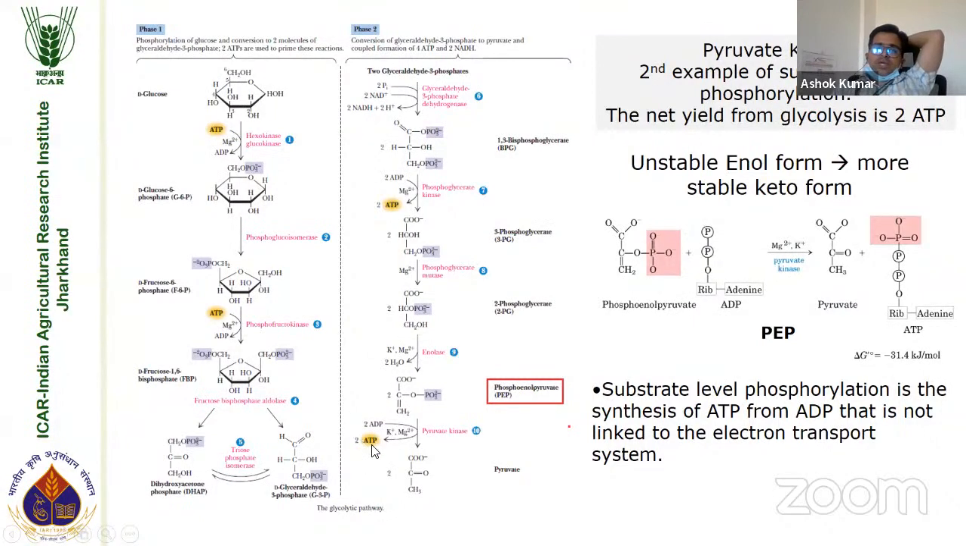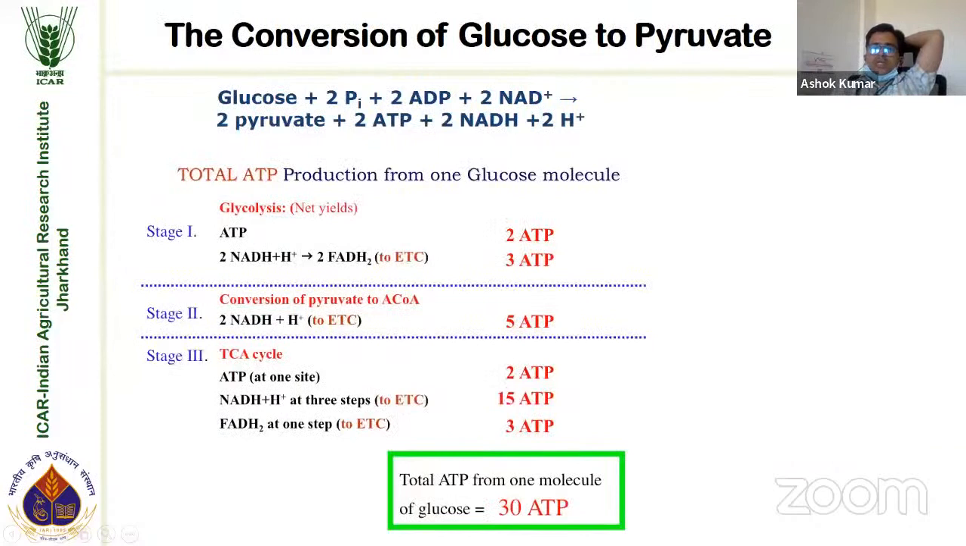So a total of 4 ATP is produced, of which 2 are consumed earlier, and 2 NADH are produced. These 2 NADH have an energy equivalent of 3 ATP each, like 1 NADH is equivalent to 2.5 or 3 ATP. So this will be considered as 6 ATP, so that you can consider.